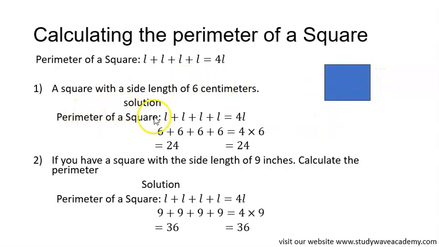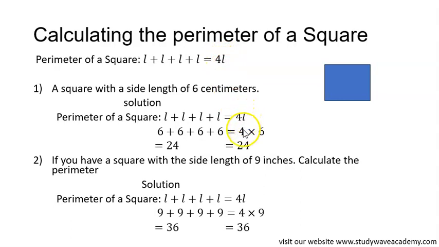So the perimeter of a square is L plus L plus L plus L, which is length plus length plus length plus length, okay? And the length is 6 centimeters, so it's 6 plus 6 plus 6 plus 6. So when you add the 6s together, what will you have? If you add 6 plus 6 plus another 6 plus another 6, what is going to be your answer? 24, right? Good.